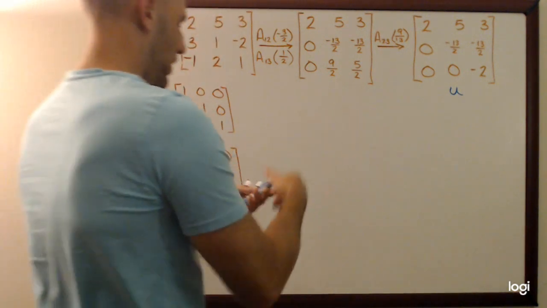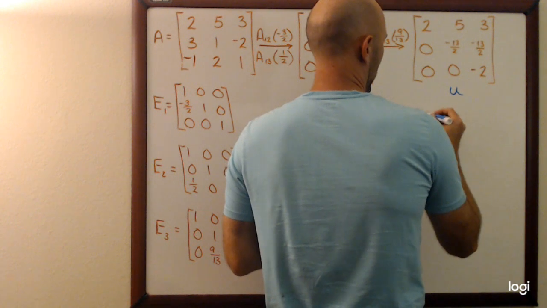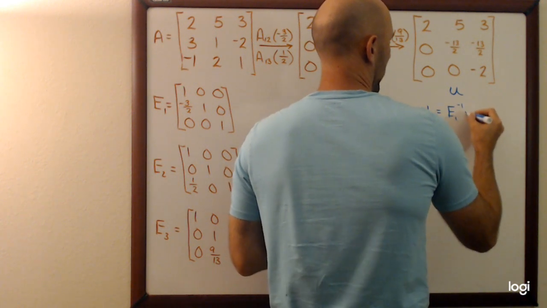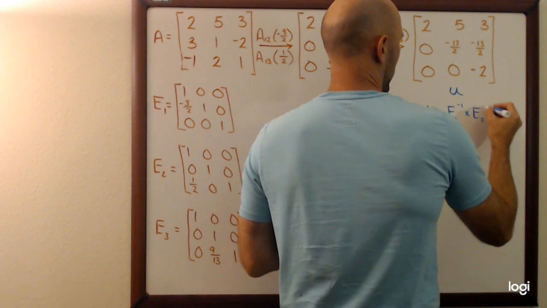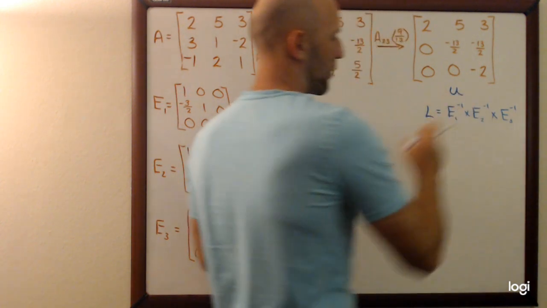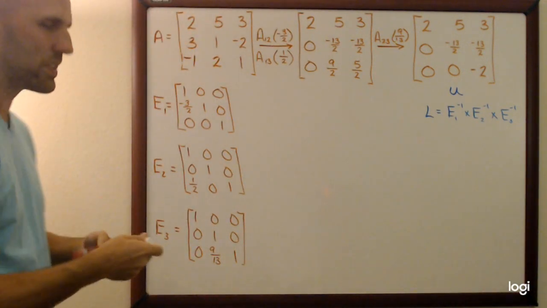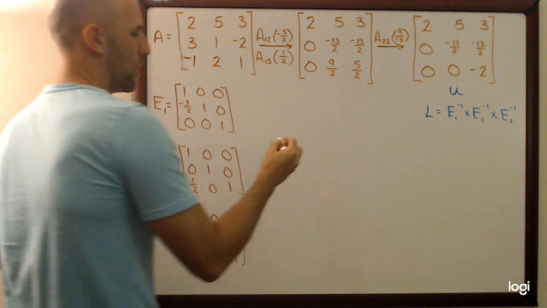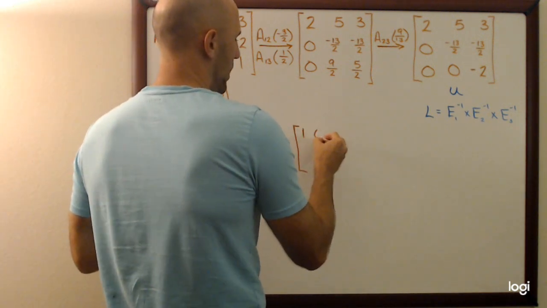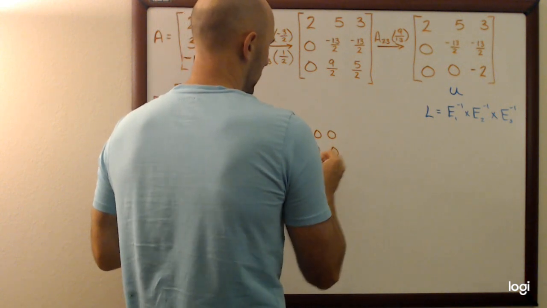So I know that's U, and I know from my work there that L is E1 inverse times E2 inverse times E3 inverse for my factorization. Okay. Let's take E1 and see if we can find the E1 inverse. Now we know how to find inverses. What you do is you create this adjoint matrix.